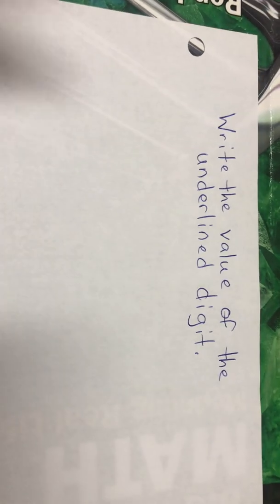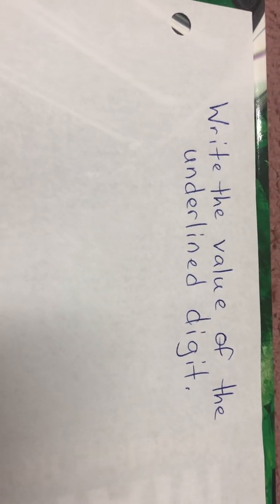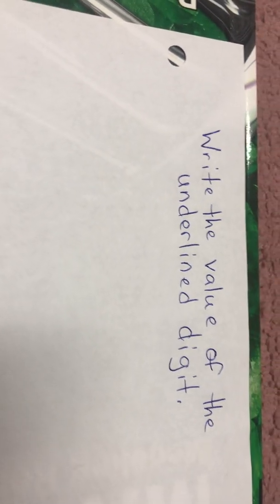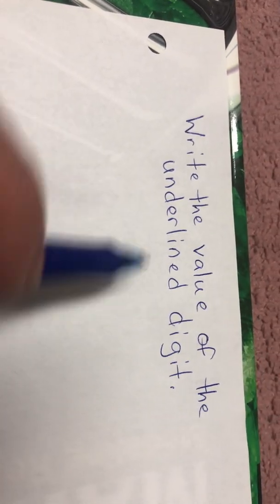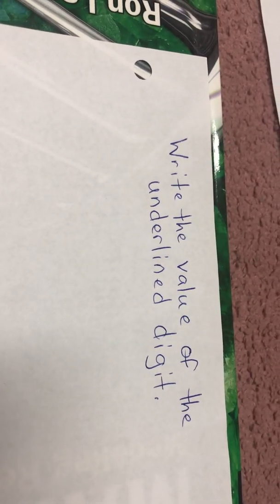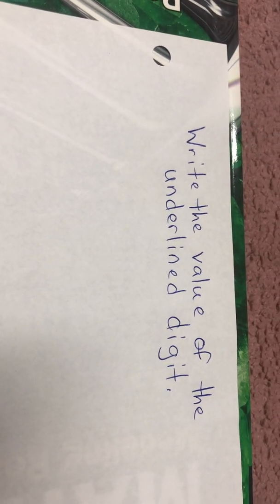All right, well, fifth grade. We are continuing on here in chapter 1 today, lesson 1.5. And your first set of directions that you're going to be working with today tell you to write the value of the underlined digit. To write the value of the underlined digit.